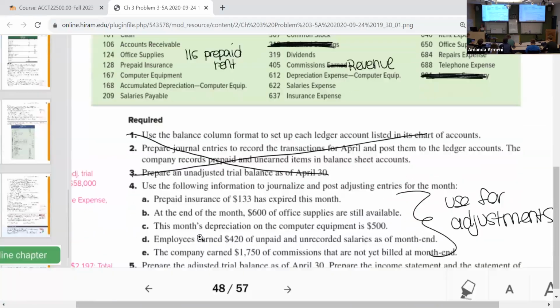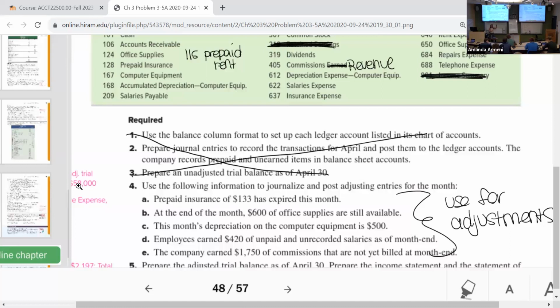What about D? Employees earned $420 of unpaid and unrecorded salaries. So what they're saying is, for the first 2 weeks, April 1st through the 14th, we recorded salaries expense and we showed cash, right? Then the second 2 weeks, April 15th through the 28th, we again recorded salaries expense and cash. What they're now telling us is April 29th through April 30th, the people worked. They were out there working.